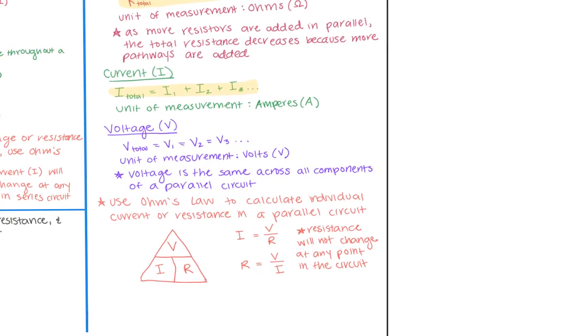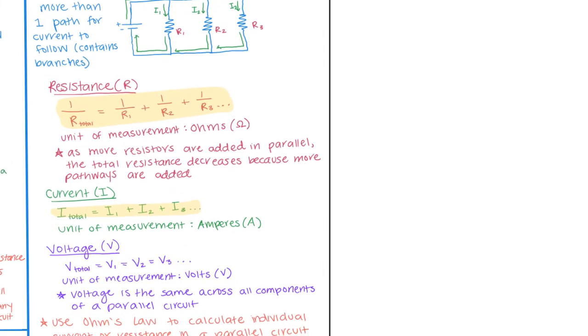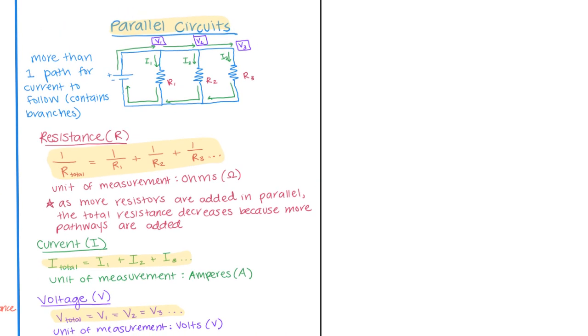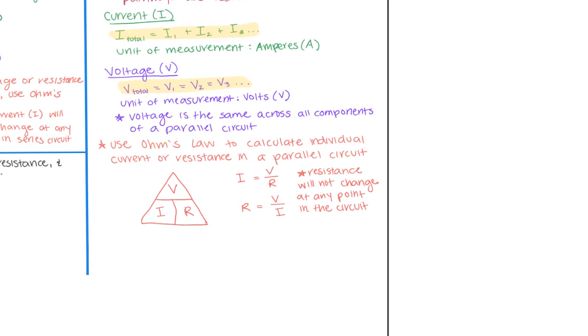Now, a parallel circuit's a little bit easier to remember. Because a parallel circuit has these different pathways, we don't have to worry about the voltage dropping as the current goes across, as these charges move across the electric circuit. So at any given point in a parallel circuit, wherever you are, the voltage is going to remain the same. So the voltage is the same across all components of a parallel circuit.